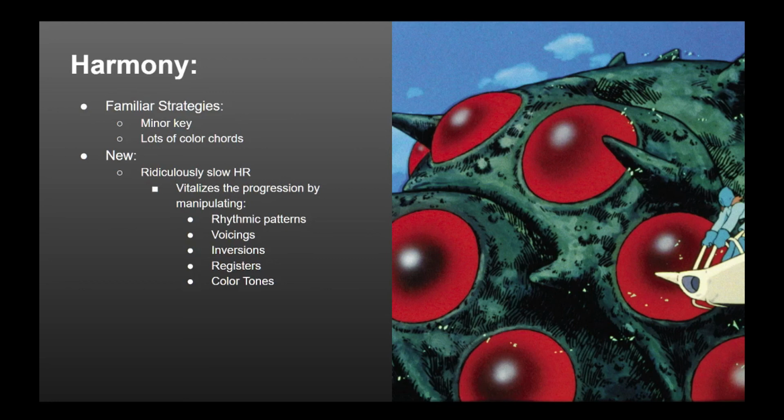To keep things from slowing down too much, Hisaishi kept the vitalizing and energetic feel of the music by manipulating rhythmic patterns, voicings, inversions, registers, and color tones to frequently fake a somewhat faster harmonic rhythm. Finally, he used a variation of the morphing chord strategy that we first found in One Summer's Day to contribute to both the energy and ambience of the piece in general.